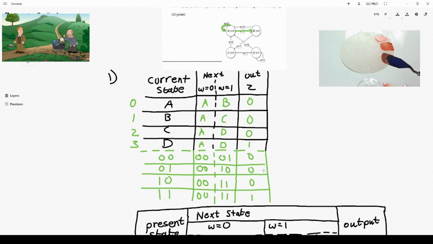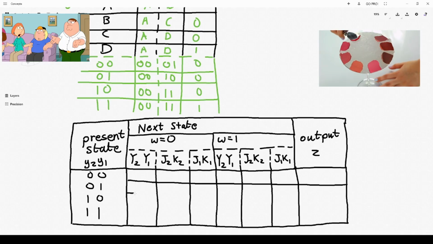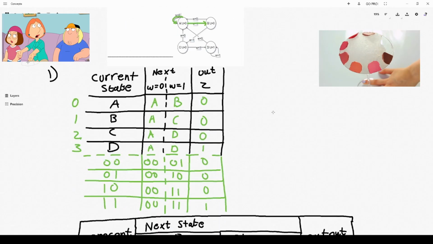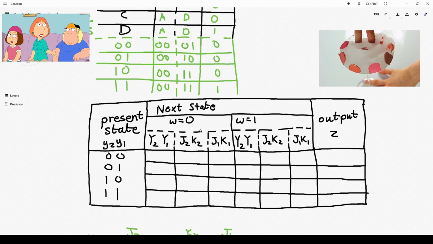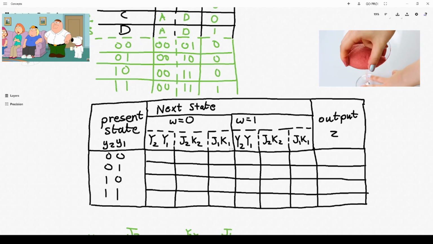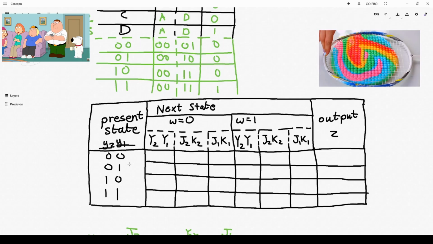Now we're going to have to transfer all of this into this massive table here. This is where it gets a little bit trickier, because there are some rules implemented here, where it says we are implementing it with JK flip-flops. That's why we have J2, K2, J1, K1. For J2, K2, we're looking at the Y2 values, and for J1, K1, we're looking at Y1. That's basically all that's saying.